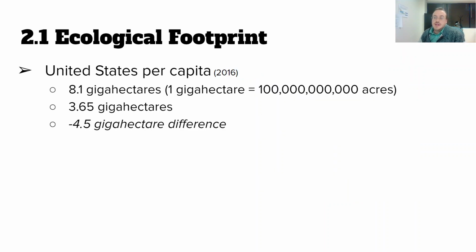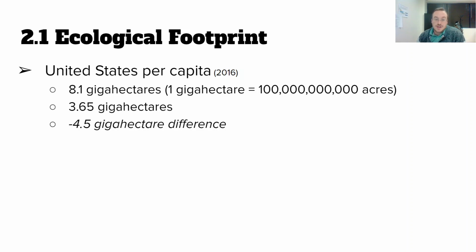All right. If we scale this up to the United States, there was a study done back in 2016, and if we look at the ecological footprint for all of the U.S., you get 8.1 gigahectares of land. A gigahectare is 100 billion acres, right? That's how many zeros there are. You can count them if you want to.